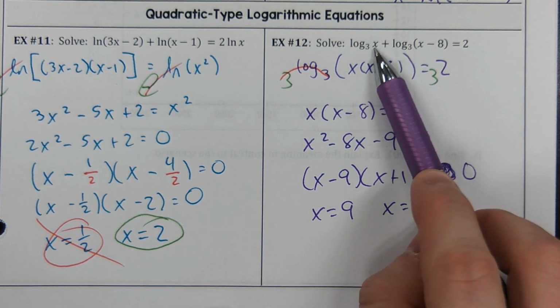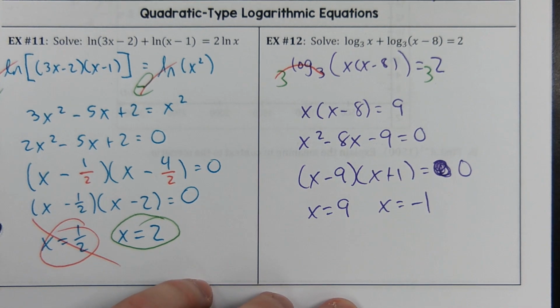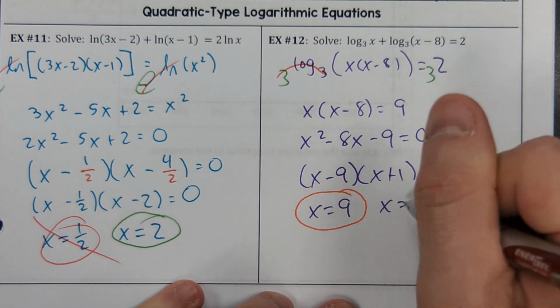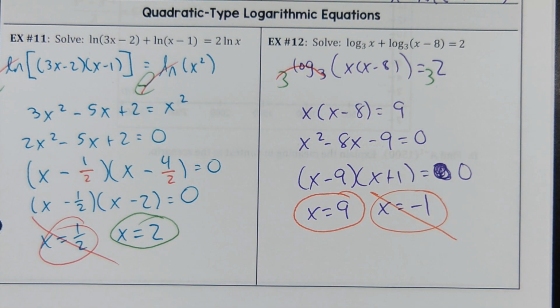negative 1 is not allowed because it makes this argument negative, and 9 is perfectly allowed. So we are ready to rock and roll with 9 only. This one happens to be extraneous. Mr. M, is there always an extraneous solution? No. Is there always one solution? No. There could be 0, there can be 1, there can be 2. That's why we always check.